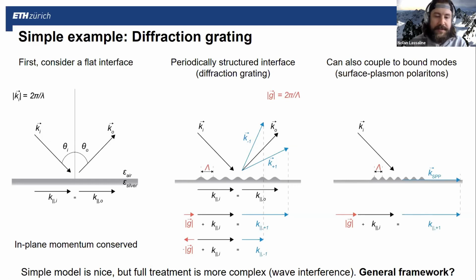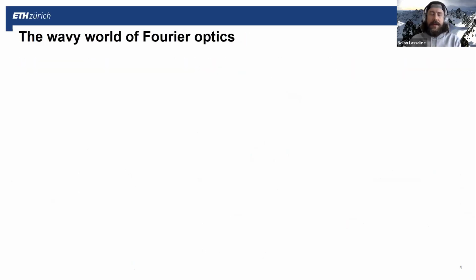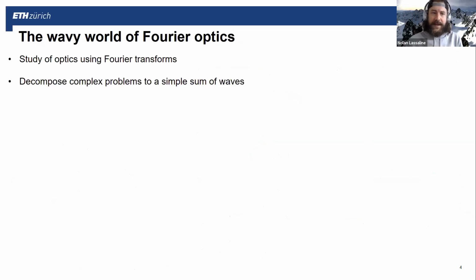But as is normally the case, the full treatment is much more complex, and it's based on wave interference and optical fields. And so, is there a more general framework we can use to understand how these diffractive optics work? And the answer, of course, is yes. And this is what we call the wavy world of Fourier optics. And so what Fourier optics does is it basically studies optics and optical phenomena using Fourier mathematics, namely the Fourier transform. And what this allows us to do is take very complex problems and decompose them to a simple sum of sinusoidal waves.